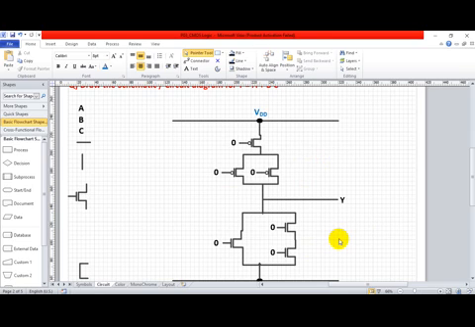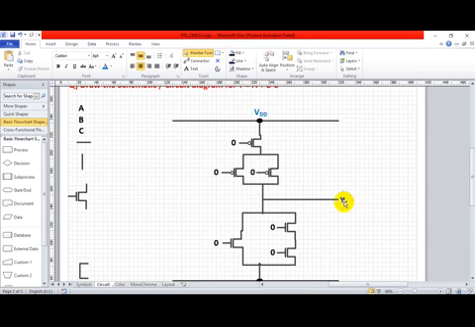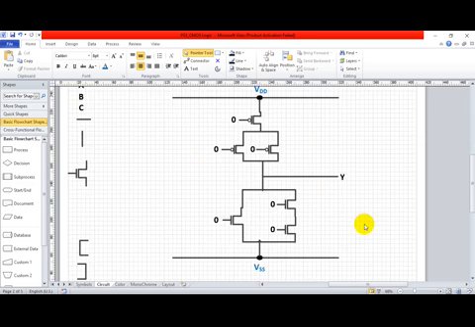Now as you can see, NMOS will be in off condition, all inputs are 0 and all the PMOS will be in conduction. So the output will be connected to VDD and you will get the output as Y = 1. Once we are done with the schematic, we can next write the stick diagram. Thank you.